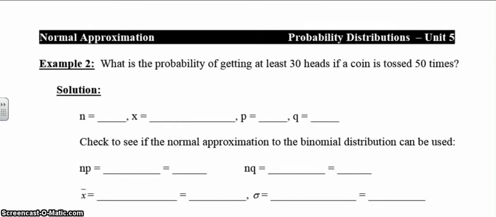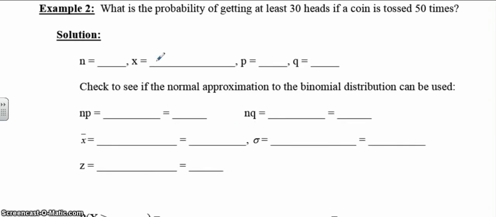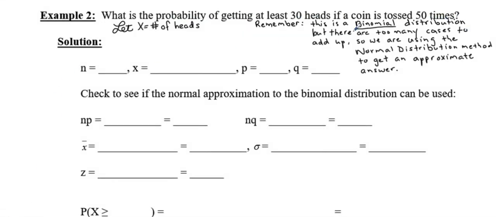So let's take a look at the example in its entirety. What is the probability of getting at least 30 heads if a coin is tossed 50 times? Remember that this is still a binomial distribution question, but because we have to go from 30 up to 50 and we don't want to use that binomial formula 21 times, there's too many cases to add up. That's why we're using the normal distribution method to get an approximate answer. Always remember you still have to start your solutions with your let statement.